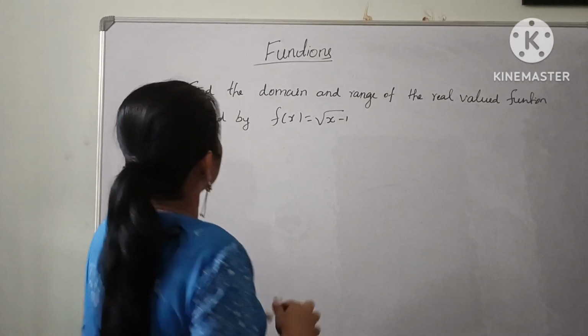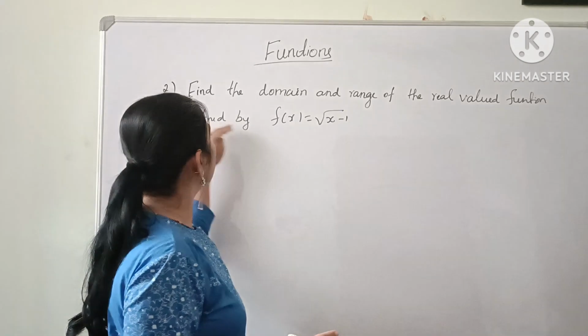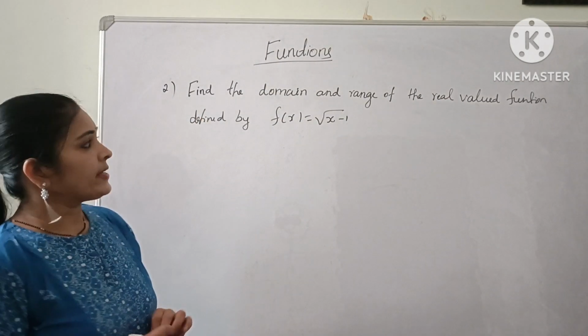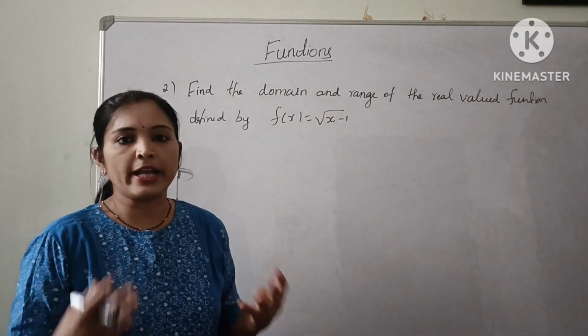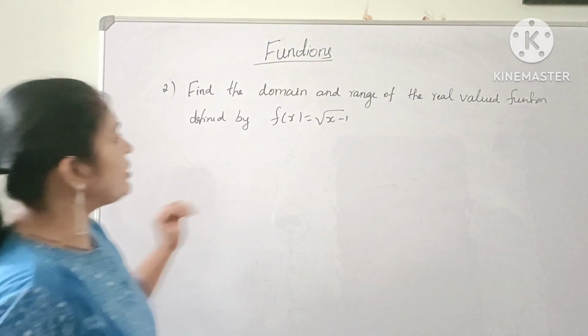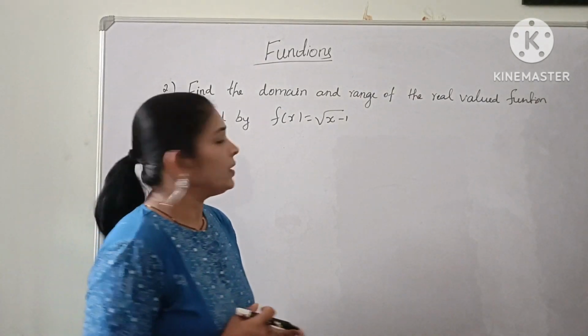Next question: find the domain and range of the real valued function defined by f(x) = square root of (x - 1). What is a real valued function? The function is about only real values, meaning real numbers. Okay, that is the real valued function. So here our given function is f(x) = square root of (x - 1).